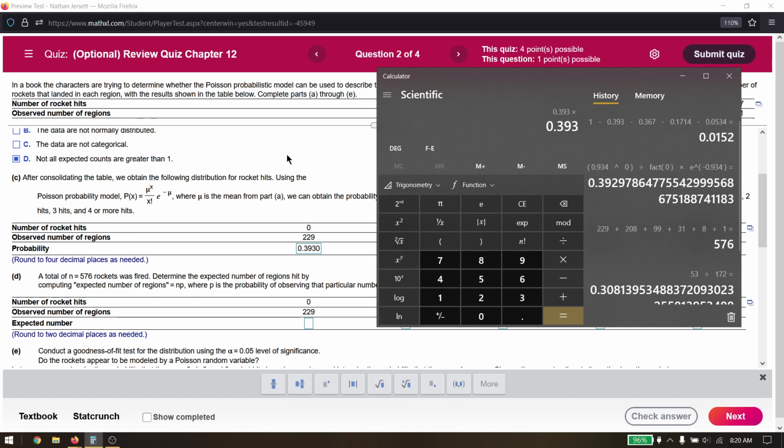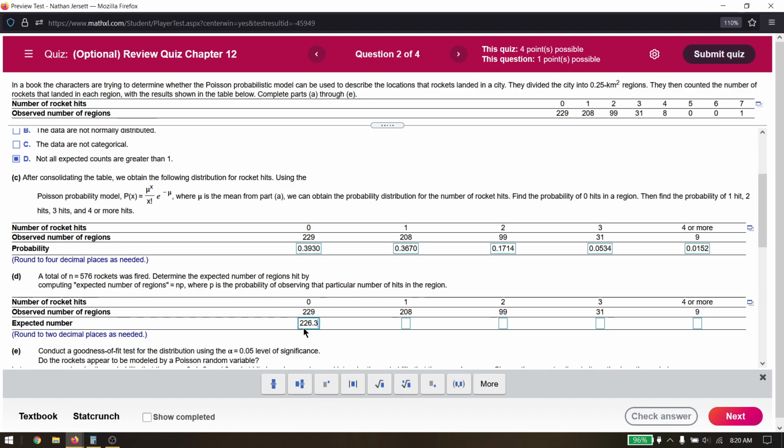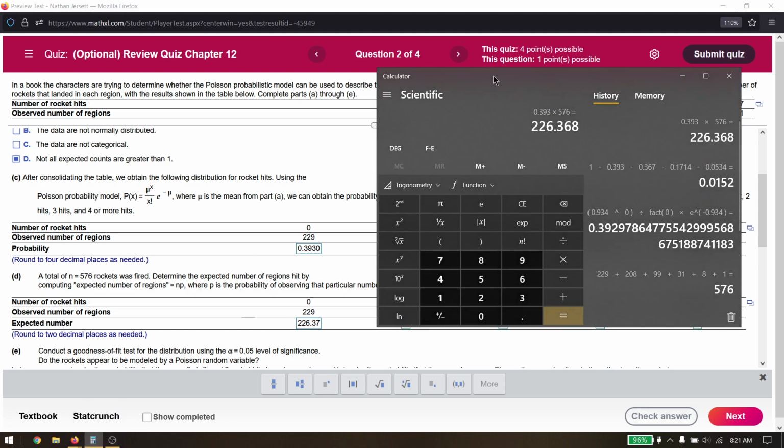0.3930 times 576, 226.337. Of course, 0.37 of a rocket doesn't make much sense. It could make a little bit of sense in this case, since the rocket could hit on the border, but it's a little bit harder to note what proportion of it gets put on there. But even still, you can see that that's very close to the observed. Okay, moving along, let's do the next one.